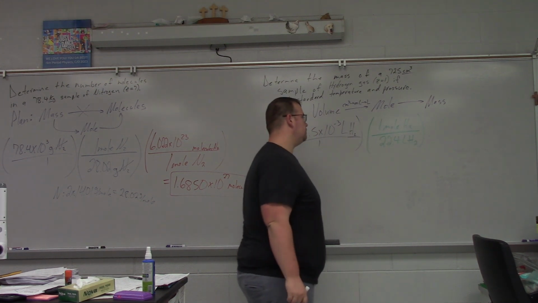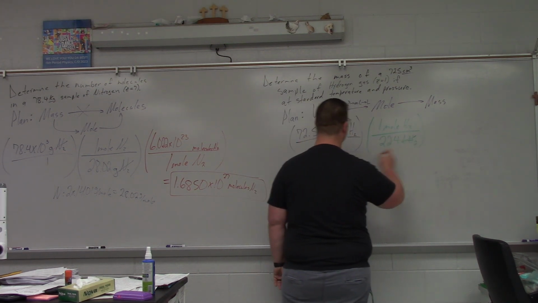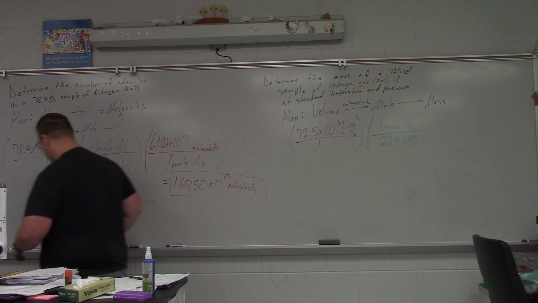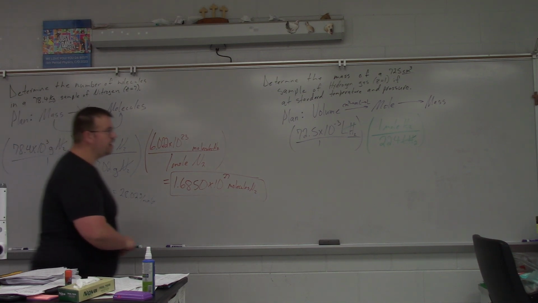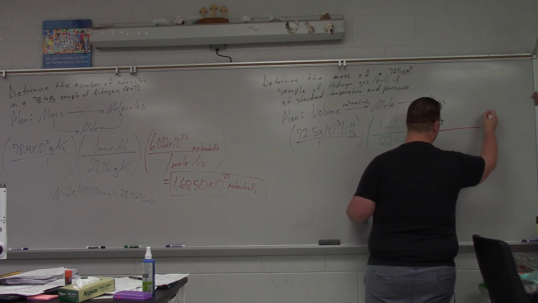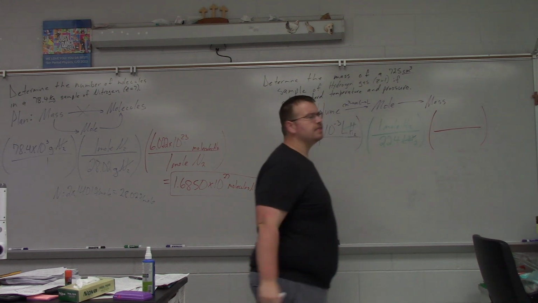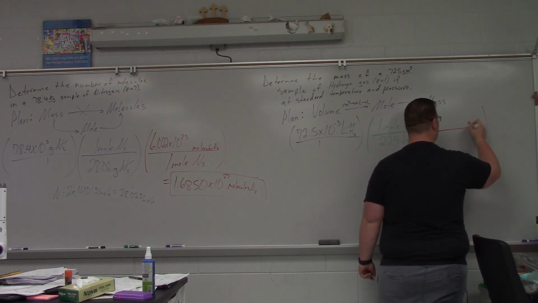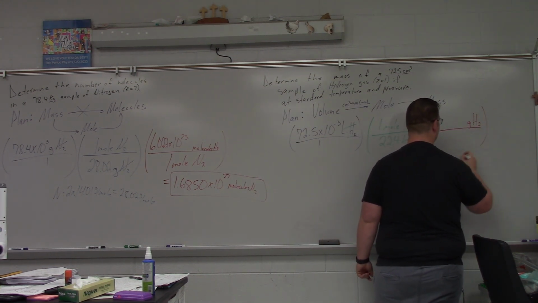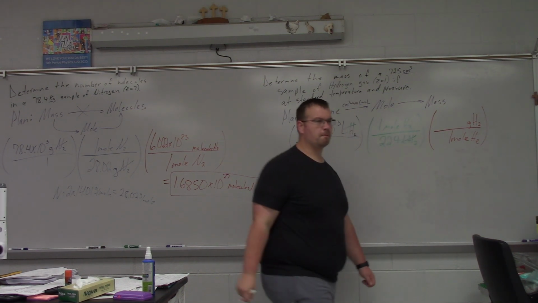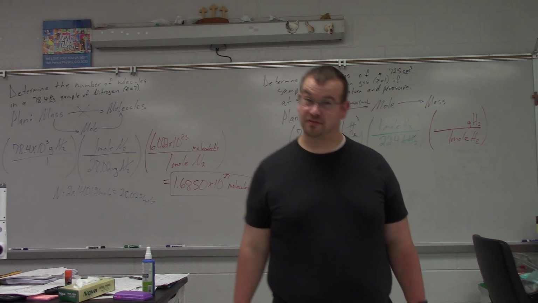So liters of H2 cancel. Now I'm at moles, right? So now we've got to go to mass, so we have to set up a conversion factor. What goes on the top? Grams of H2. Mole of H2 goes on the bottom. What number goes with the grams? The atomic mass. Something special here though.